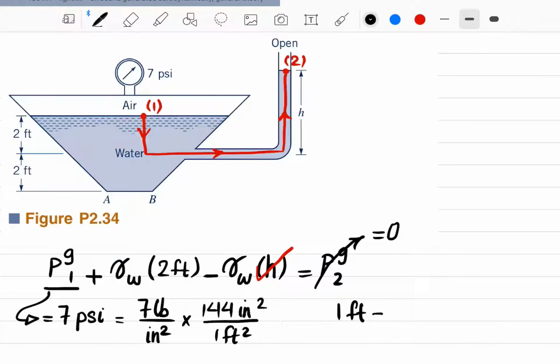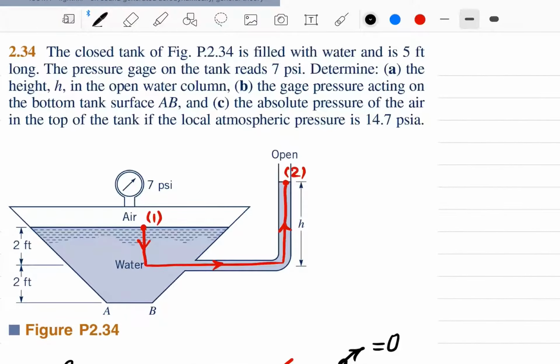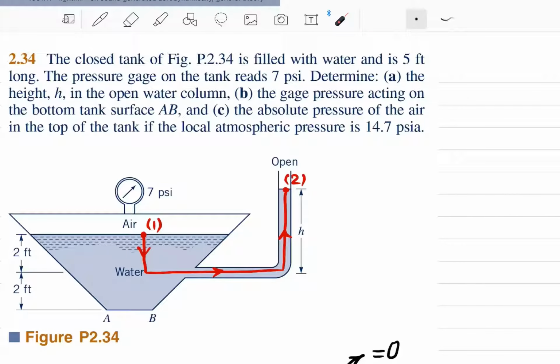Each foot is 12 inches, so each square foot would be equal to 144 square inches. So H would be obtained from part 1. In part B, it says to determine the gauge pressure acting on the bottom tank surface AB. In order to find that, again, we have to write the manometer equation between 2 points that we can use here as point 1, and this is our point 2. And also, since we know the value of H now, we can write it from this point as well.